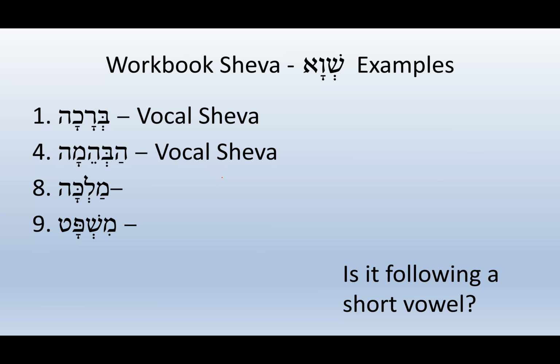So that's a vocal shva. Under the lamed is following a short vowel, so that's a silent shva, malka. And then the one under the shin is following a short vowel, mishpat, judgment.